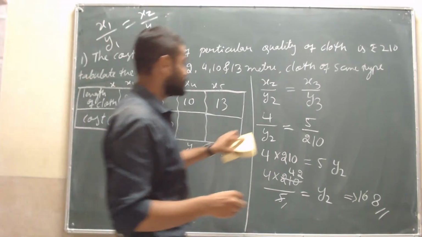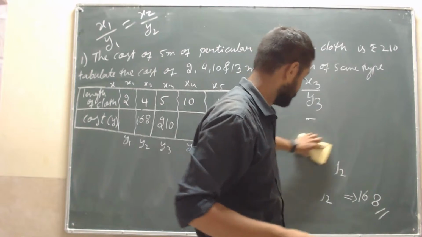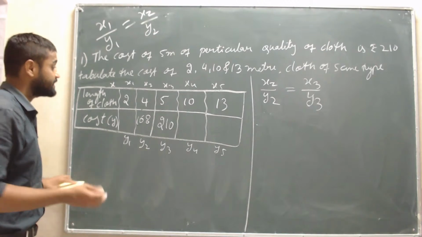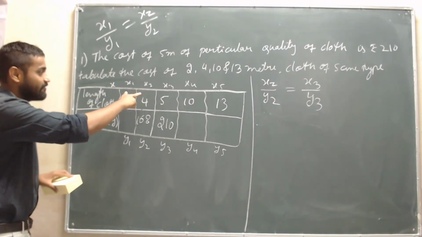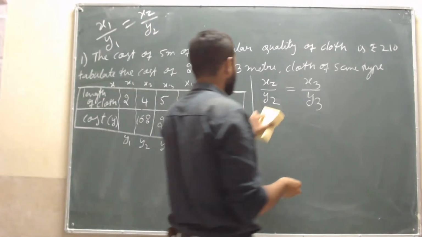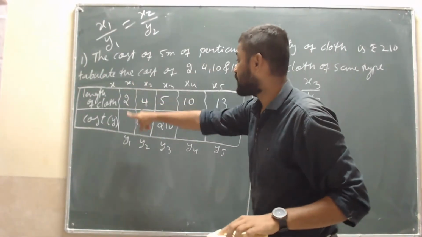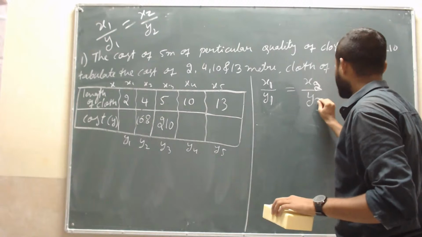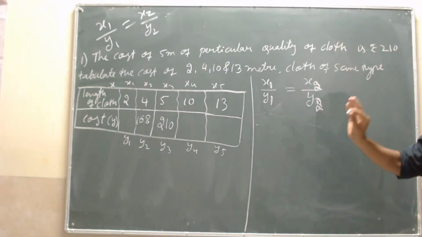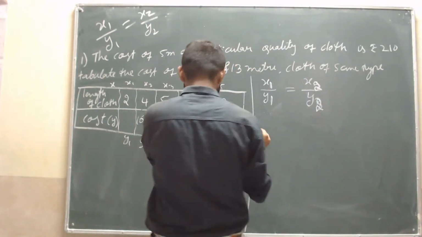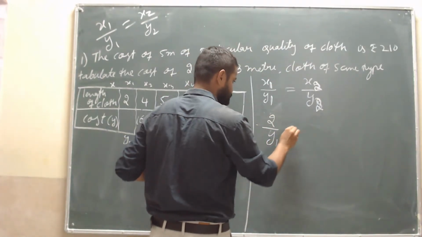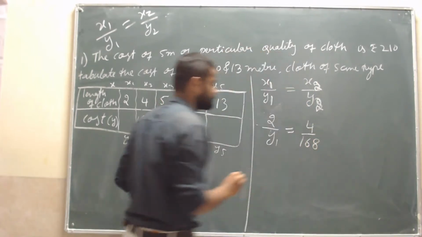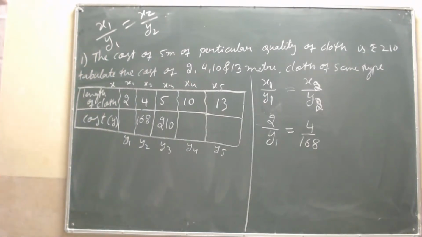So let us assume the next two columns. Now I will take the first column as well as the second column, these two columns. Then the formula will become what, students? x1 by y1 equals x2 by y2. Is it clear to you? Now substitute the values. x1 is 2 and we don't know the value of y1. x2 is 4 and y2 is 168. Now cross multiply and tell me the answer.